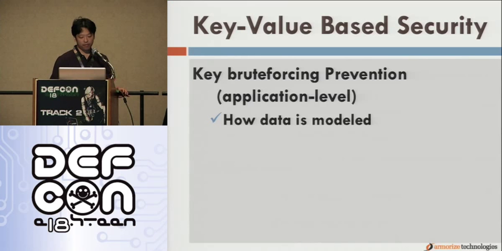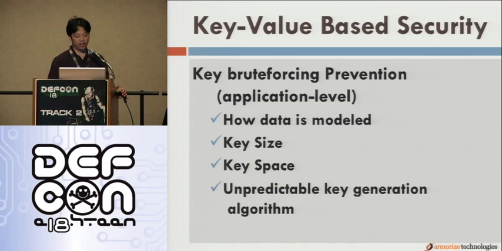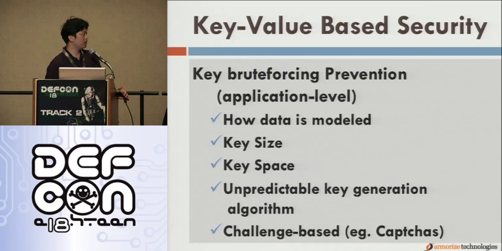As for prevention, it really depends on how data is modeled because there's no schema. If, for example, we're storing all personal records in a single key data store, then once that is brute forced, they can get everything out, right? So it really depends on how your application logic is segmenting the data, how your application is modeling the data. Again, there's no schema, so data modeling is done by the application itself. It also depends on the key size, key space, and an unpredictable key generation algorithm, and it can also be challenge-based, for example, asking for CAPTCHAs.